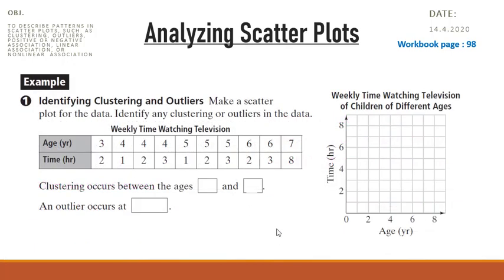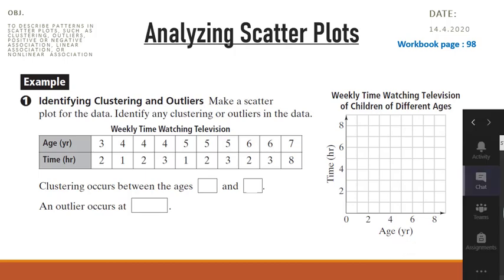Let's start the first example. As I told you yesterday, you will draw many, many scatter plots. So in this one, make a scatter plot for the data. Identify any clustering or outlier in the data. Okay? I will wait for you. You have 1 minute. Draw the scatter plot. Be quick. If you have the answer of the clustering and the outlier, don't write the answer now. I will ask you. Let me know in the chat.